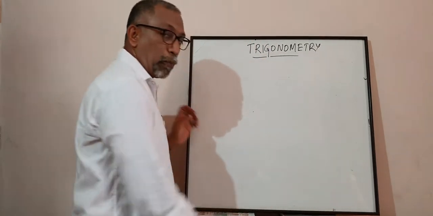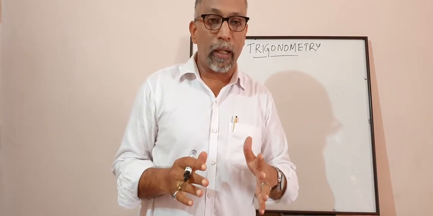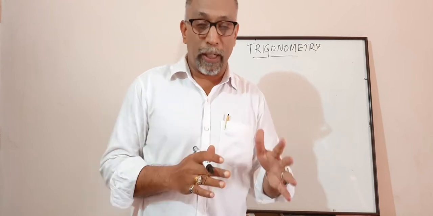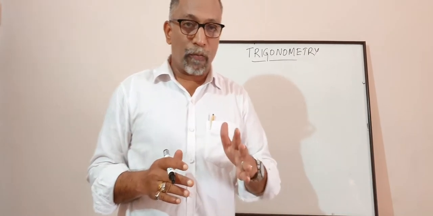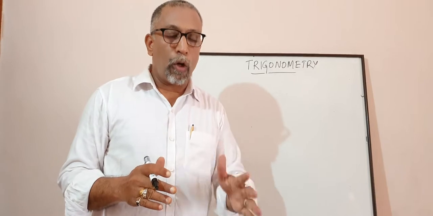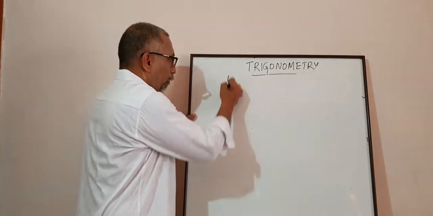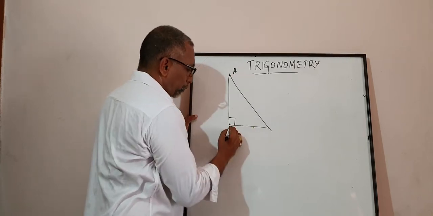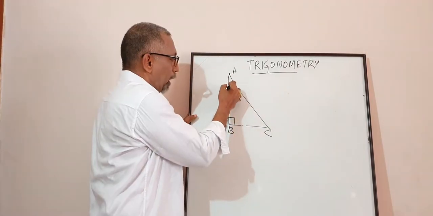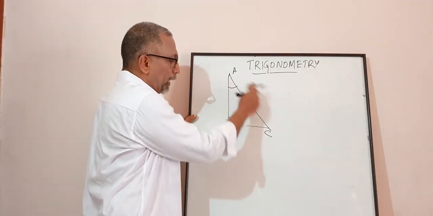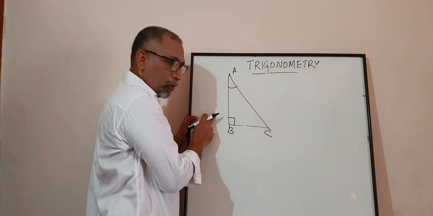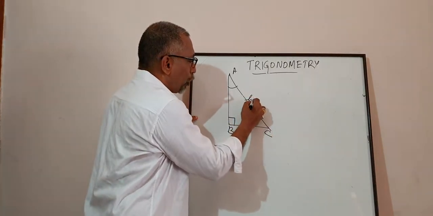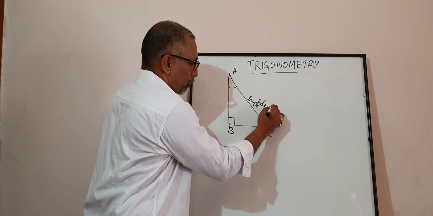So that is something very important. Naming the sides of the triangle with respect to a non-90-degree angle. Once again, a very quick review. See, this is a 90 degree angle, this is triangle ABC. This is the angle we are going to consider. Then what are the names of these three sides? Of course, this is going to be the hypotenuse.